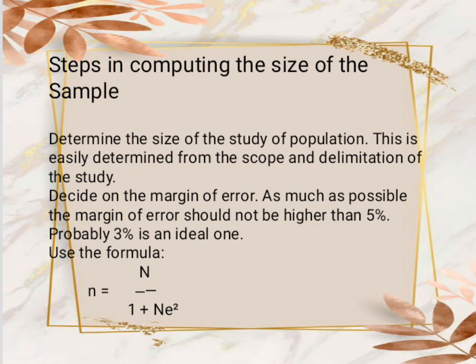Steps in computing the size of the sample. Determine the size of the study population. This is easily determined from the scope and delimitation of the study. Decide on the margin of error. As much as possible, the margin of error should not be higher than 5%. Probably 3% is an ideal one. So use this formula: small n equals capital N over 1 plus N E squared.